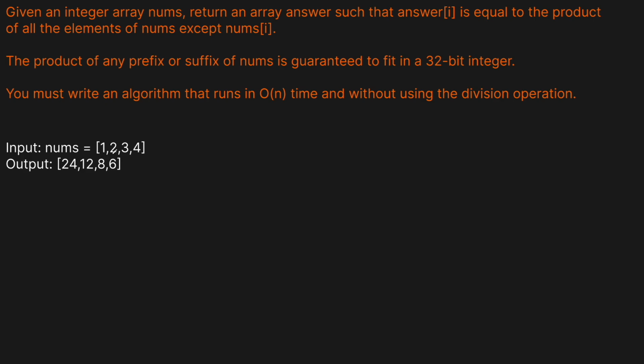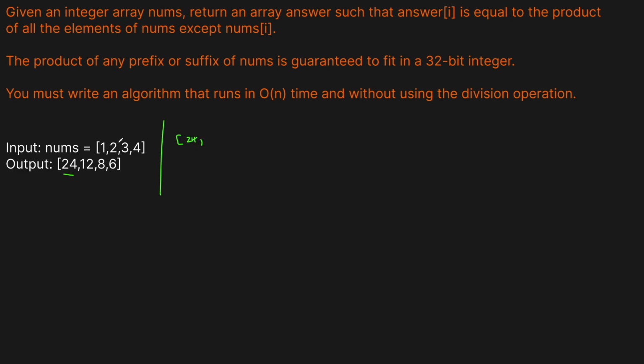So we have 1, 2, 3, 4. So what is the product of each element in the array except itself? So let's think about it. So at the first index, that would be the product of the rest of the array, right? So 2 times 3 times 4, which is 24, right? 2 times 3 is 6, times 4, 24.